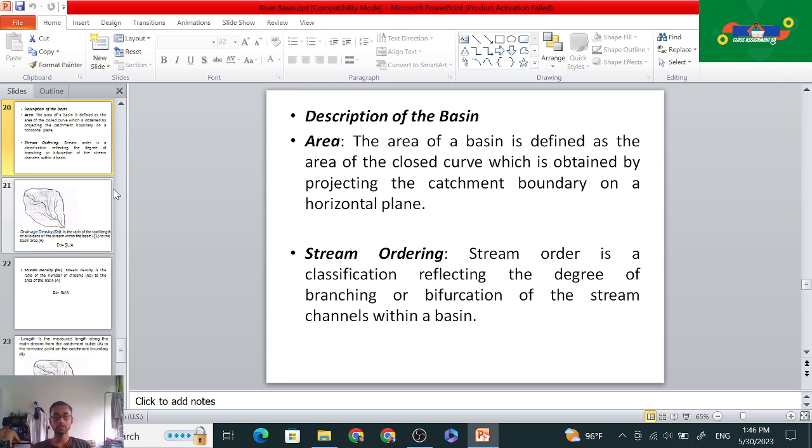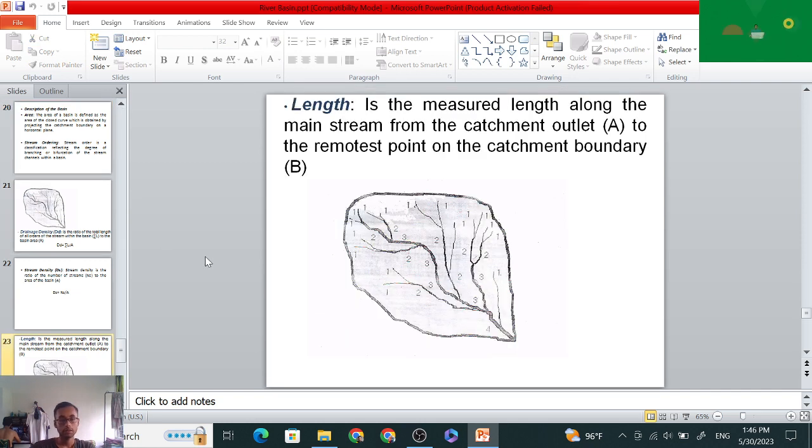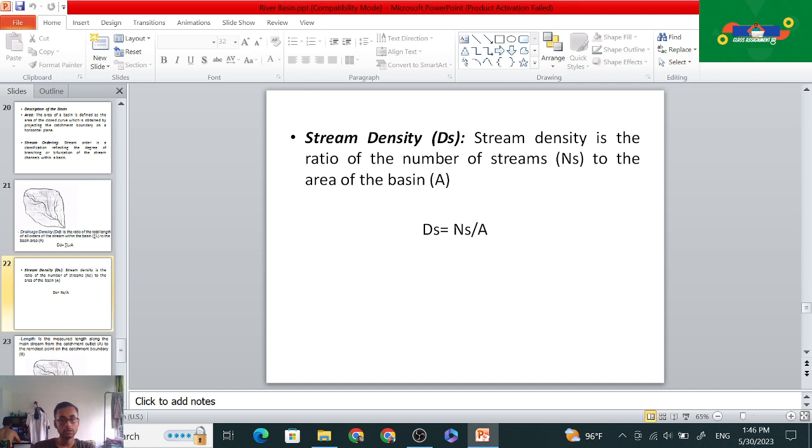Then stream ordering. Stream order is a classification reflecting the degree of branching or bifurcation of the stream channels within a basin. Then what is this?